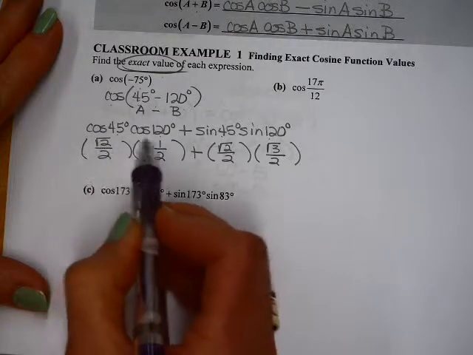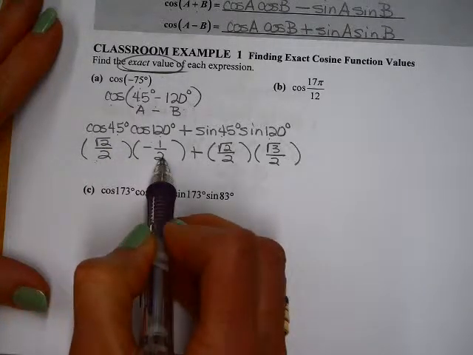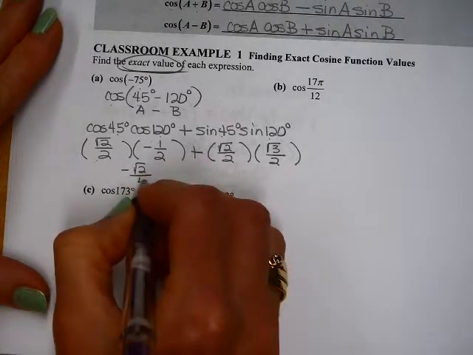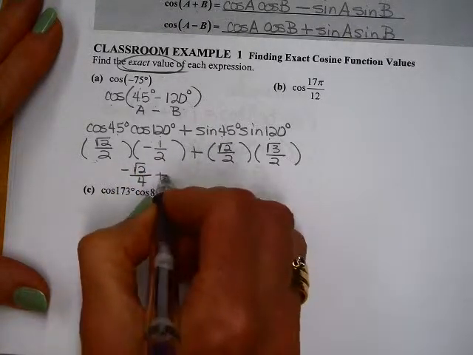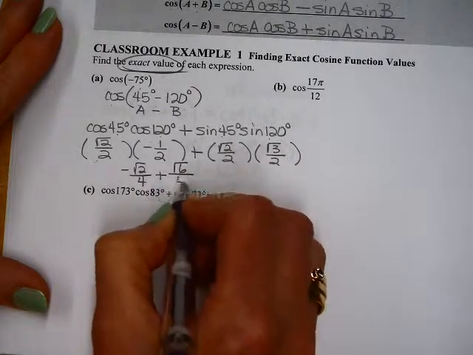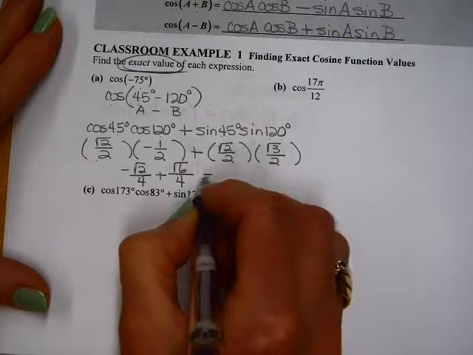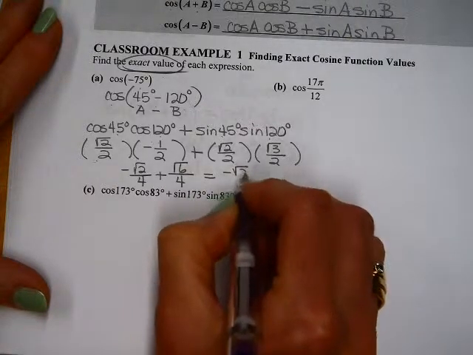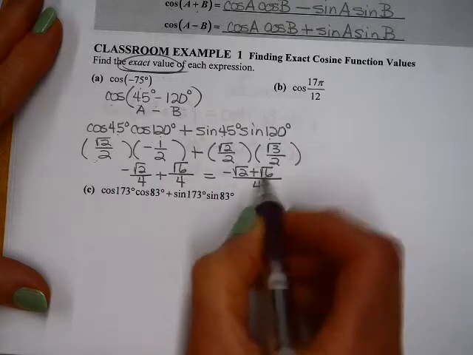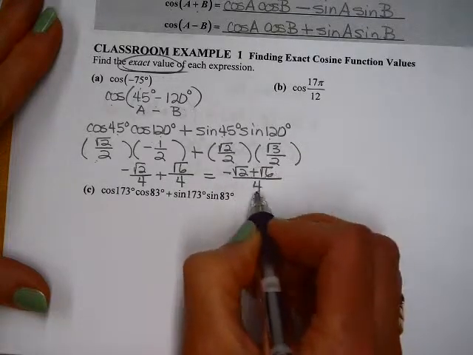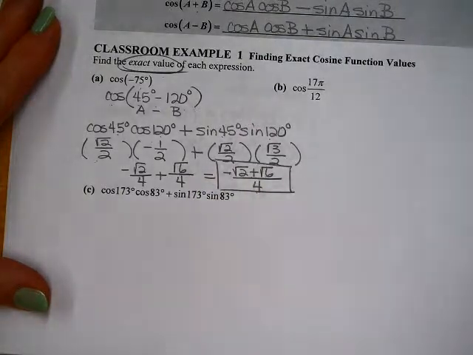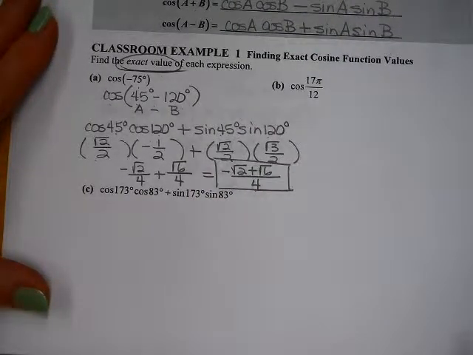Multiplying fractions, you multiply the top numbers together and the bottom numbers together. So that's negative square root of 2 over 4 plus square root of 2 times square root of 3, which is the square root of 6 over 4. And they're probably going to write this as one fraction: negative square root of 2 plus square root of 6 over 4. And that is the exact value of the cosine of negative 75 degrees.